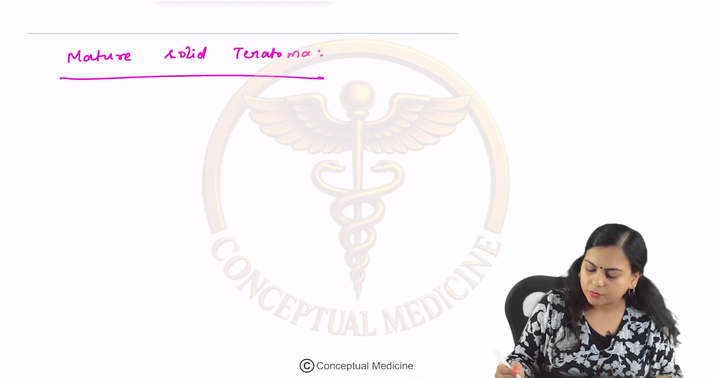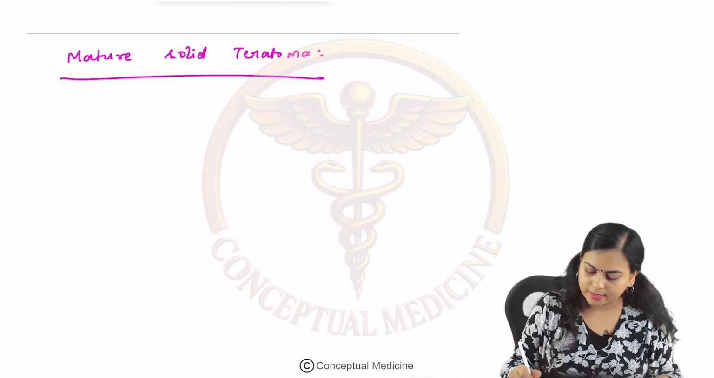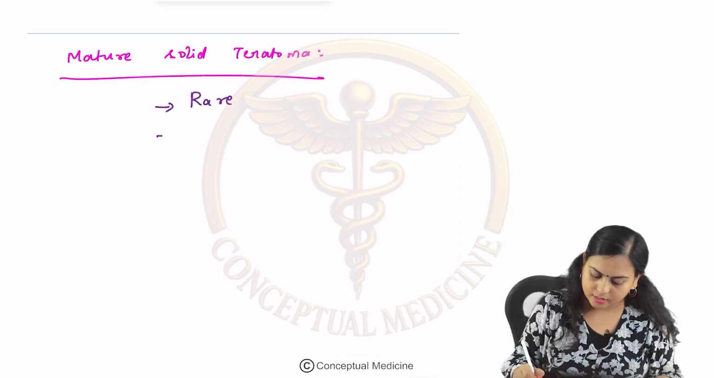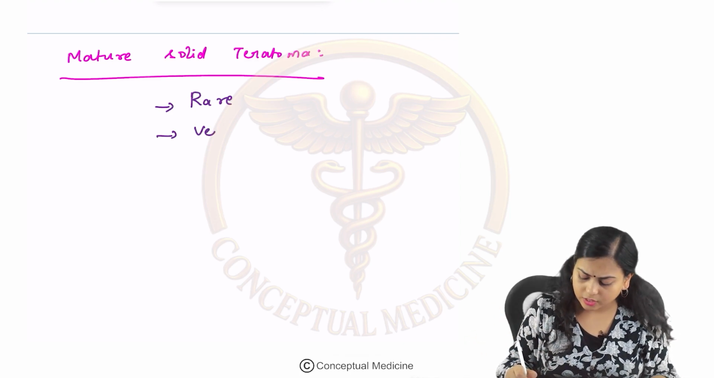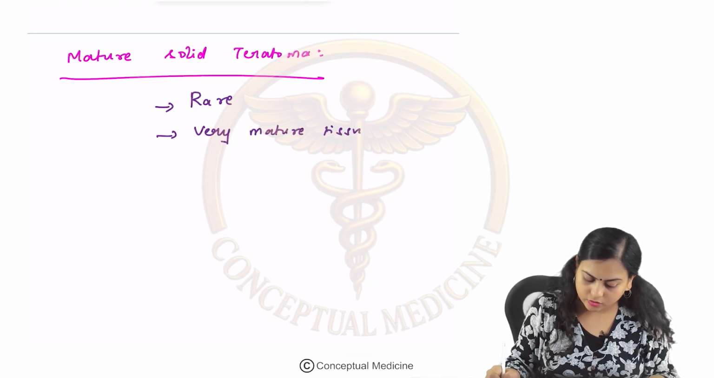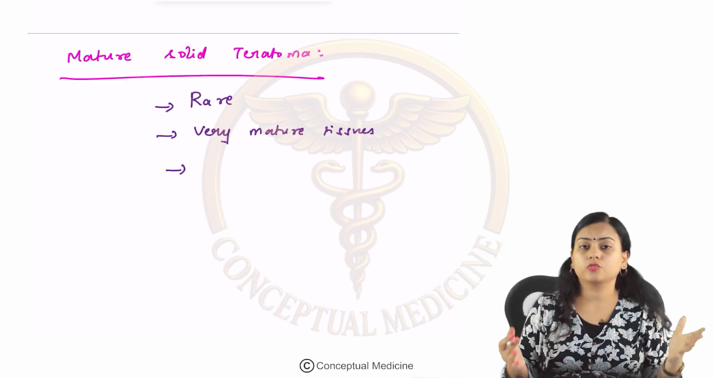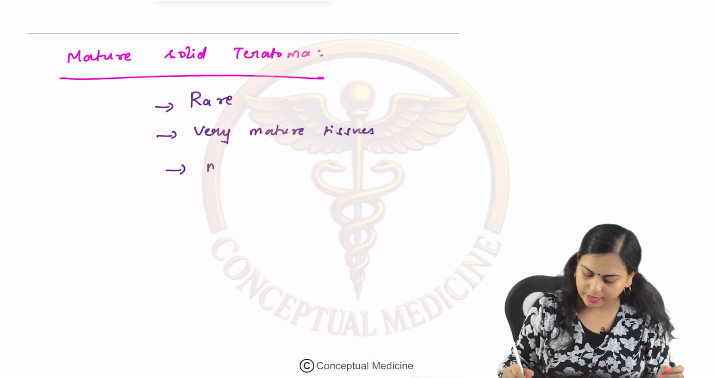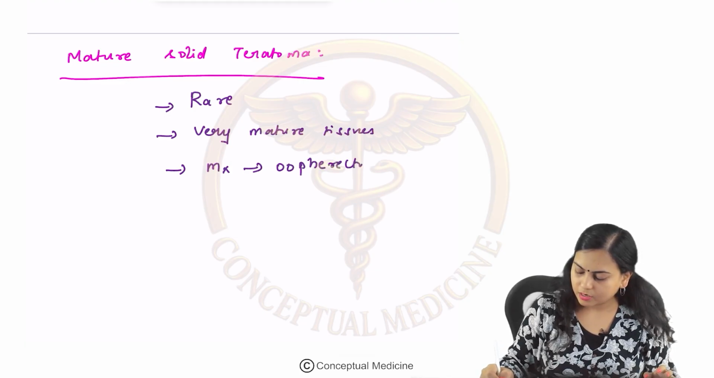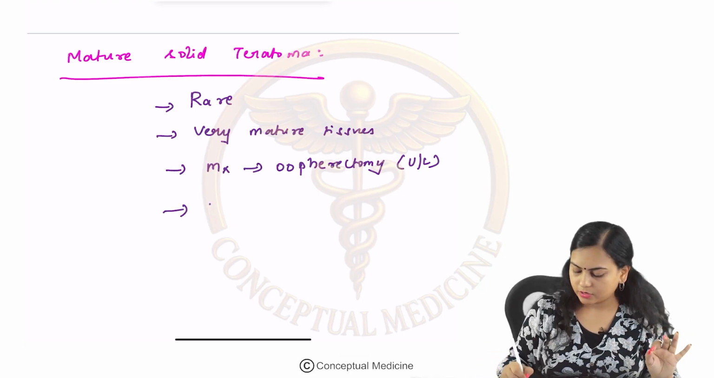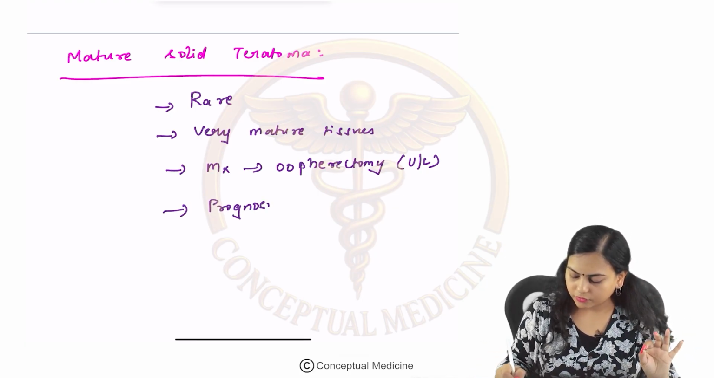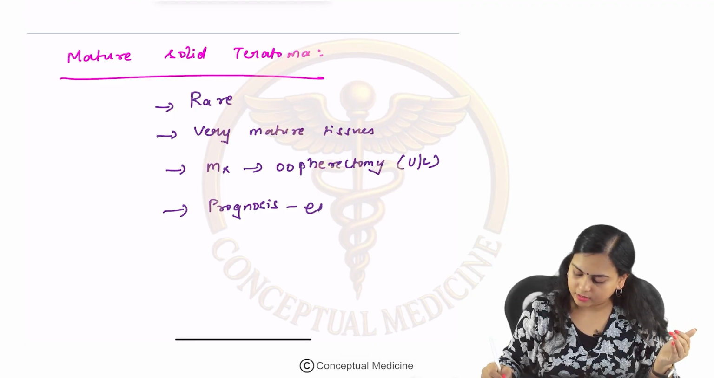Mature solid teratoma is a rare ovarian neoplasm and it is a very uncommon type also. As the name suggests, it consists of very mature tissues, for example, a well-developed tube. It is managed by oophorectomy and these are mostly unilateral tumors. Prognosis of these tumors is excellent.